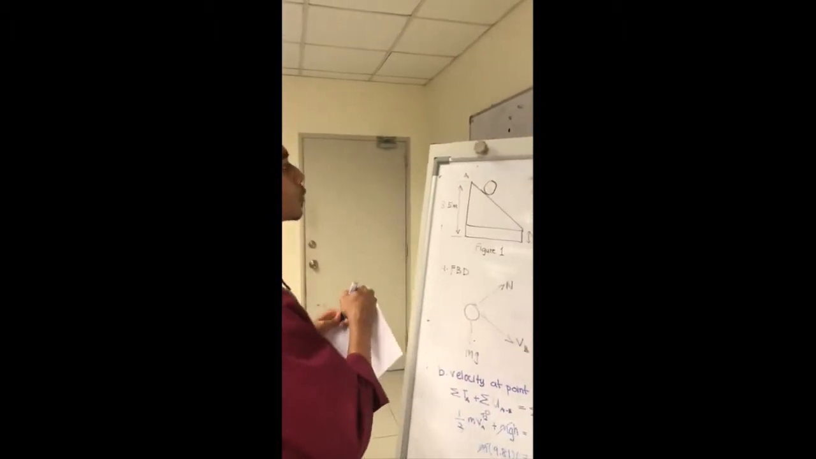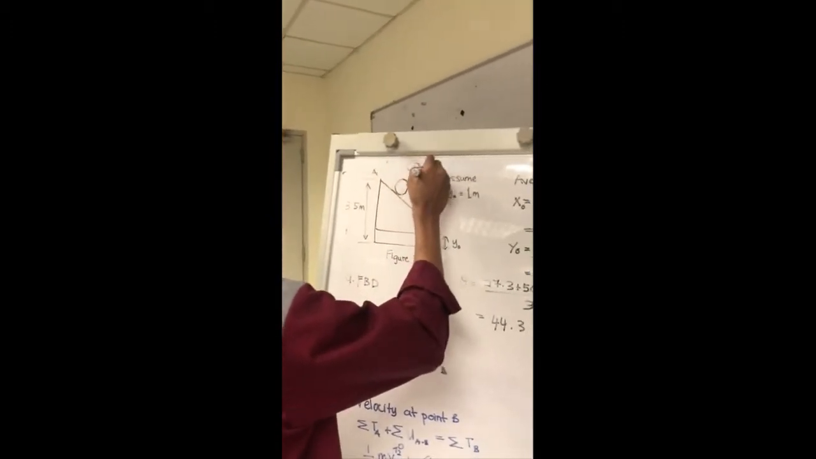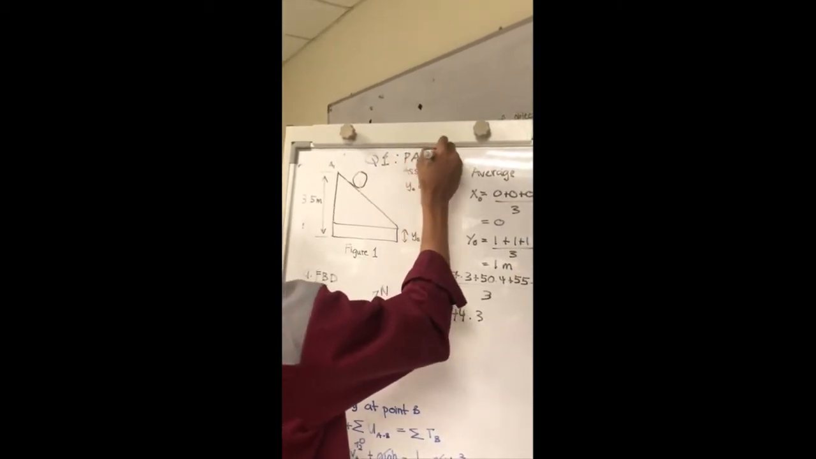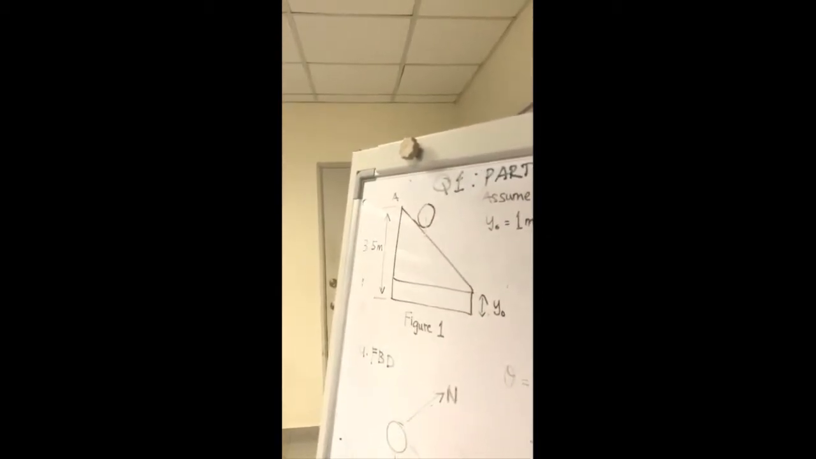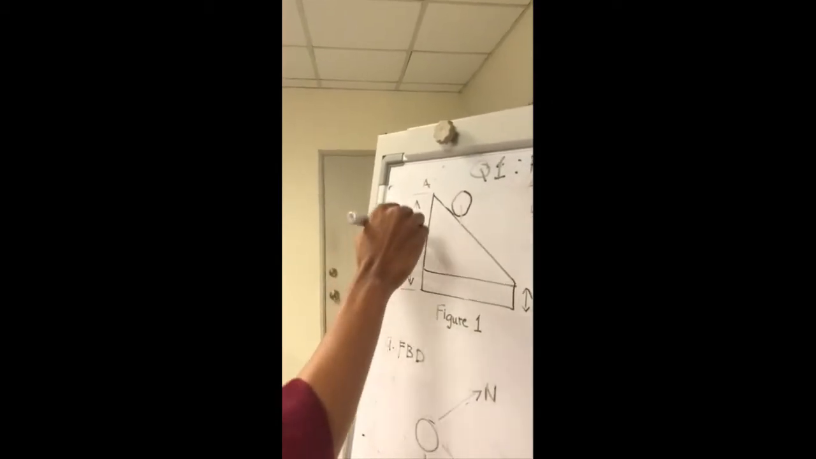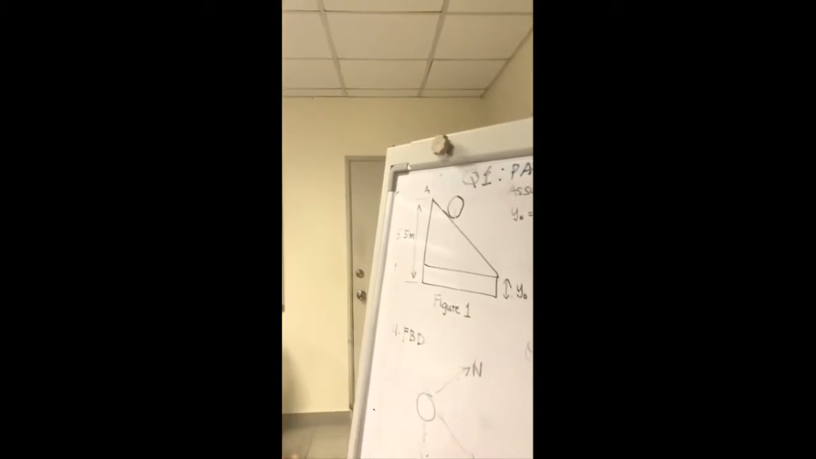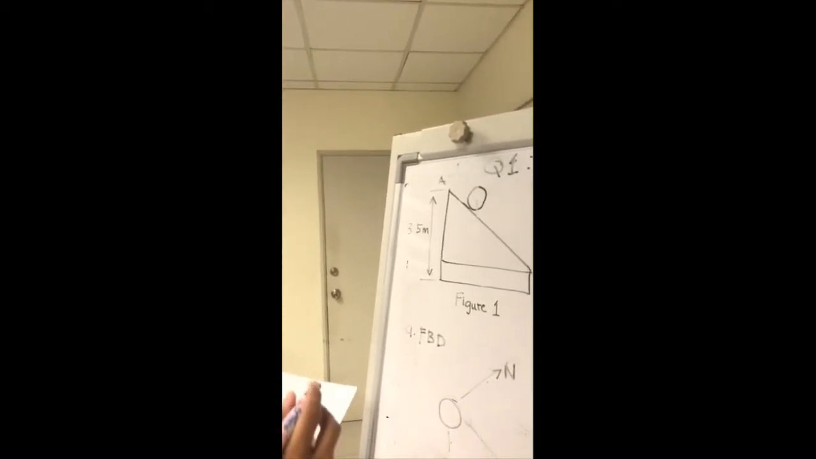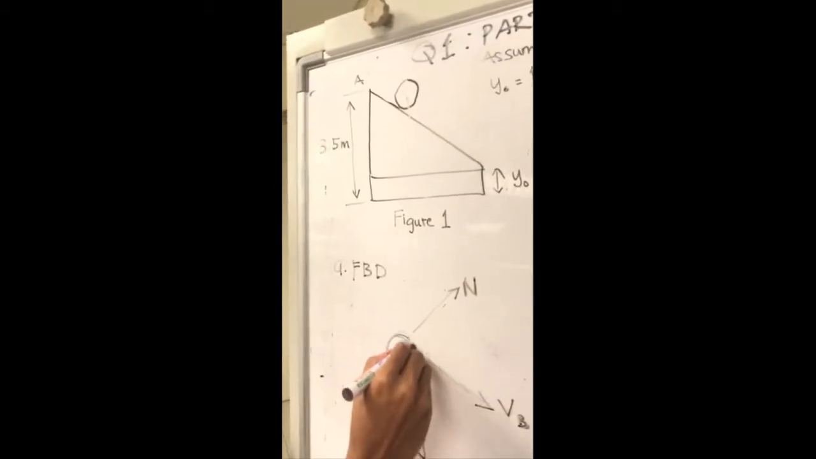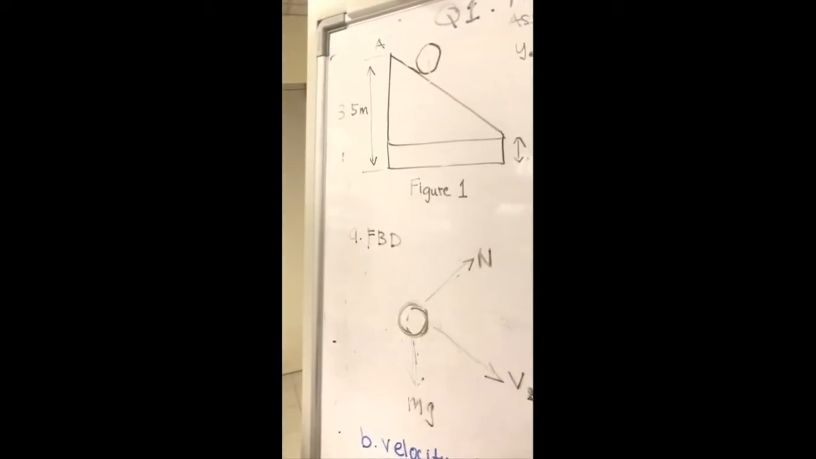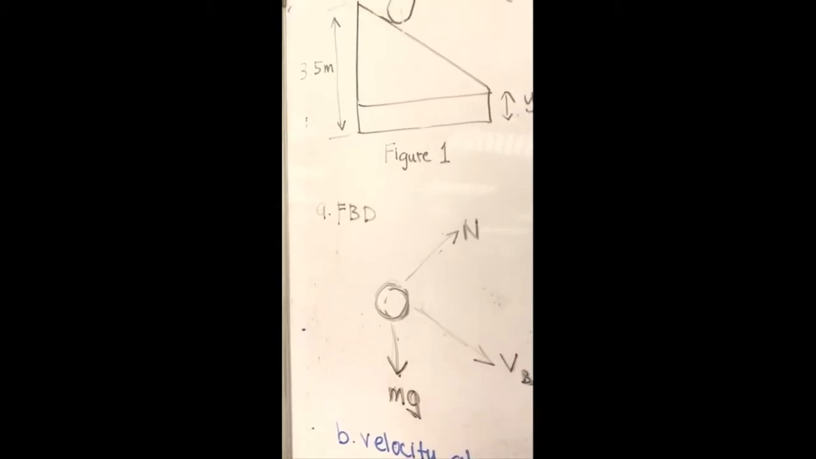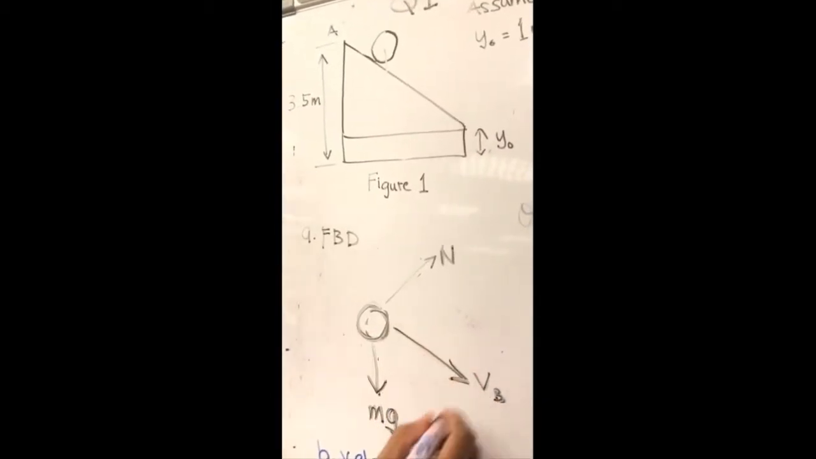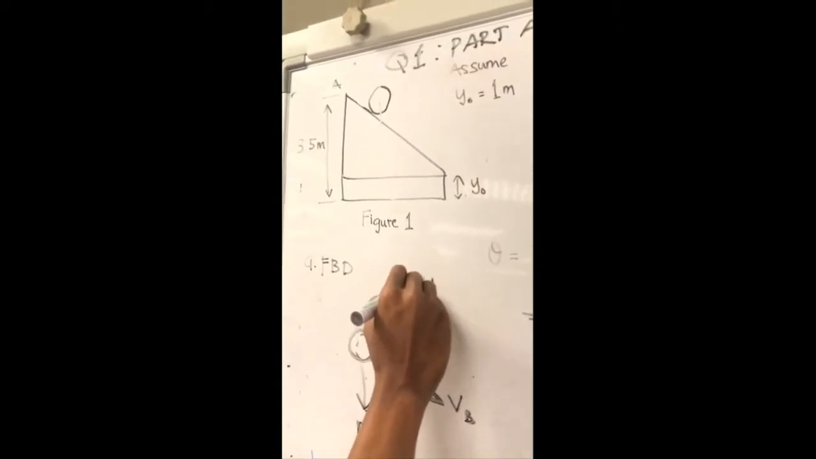Okay, today I want to explain question 1, part A. This is the question for part A. This is the ball, and this is the height of the ball from the ground. In question 1A, we need to sketch the free body diagram. First, we sketch the ball. The downward force is mass times gravity, the second force is VB, and the third force is N.